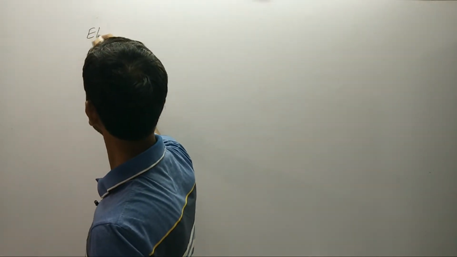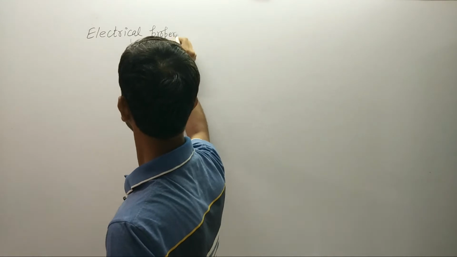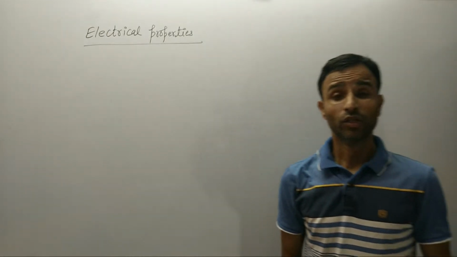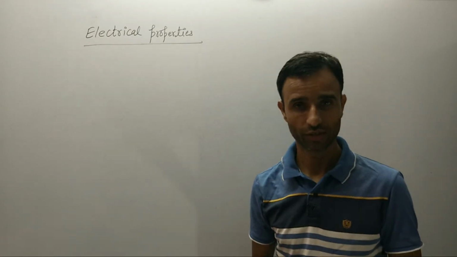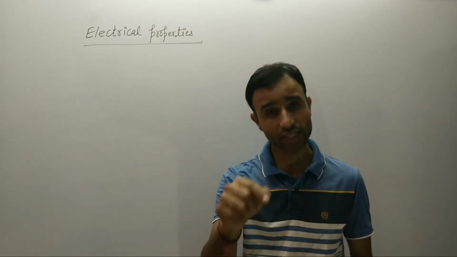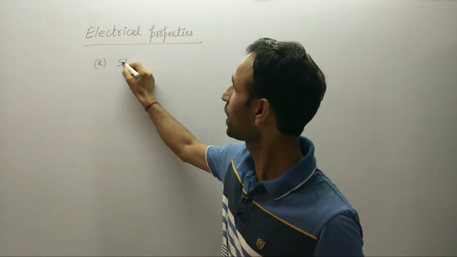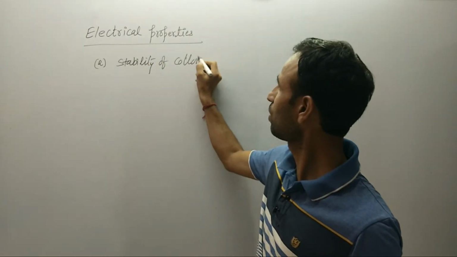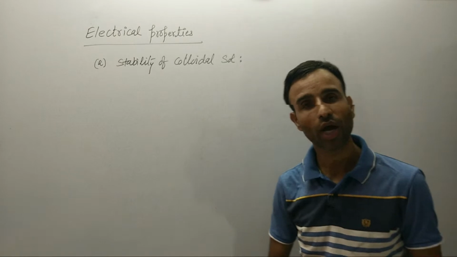Now electrical properties. So electrical properties means colloidal particles are charged actually, and all the dispersed phase particles have the same charge, and that is responsible for the stability of the colloidal sol. So electrical property is responsible for the stability of the colloidal sol.